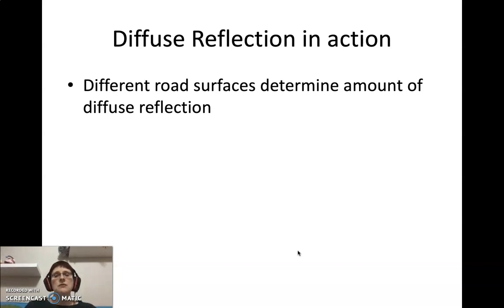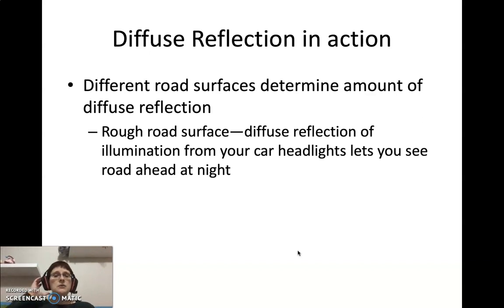So when you're driving down the road, the way that the road looks to you and your visibility on the road is actually determined by the amount of diffuse reflection. If you are driving down the road and you've got that rough road surface in front of you, that diffuse reflection coming off of the road, bouncing the light from your headlights around, is actually what's going to allow you to see what's ahead of you on the road at night.